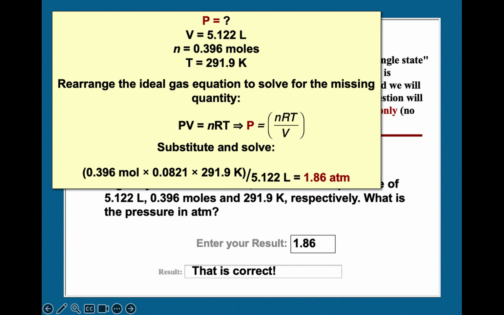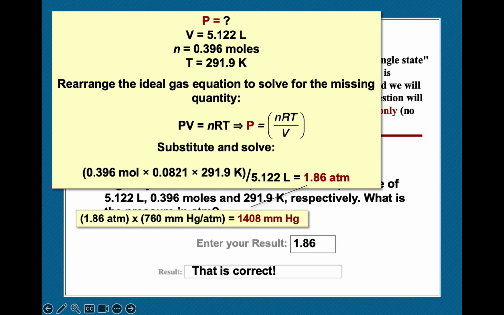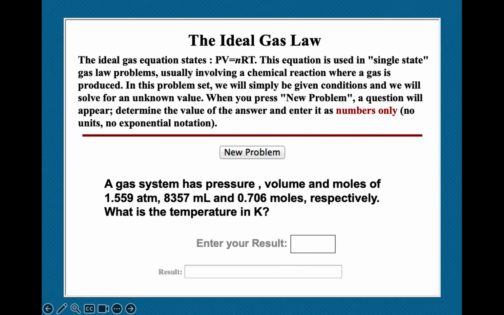If we were asked to give this in millimeters, what would we do? We would multiply by 760. 1408 millimeters. So let's go ahead and set up one more. Make your table. We have 1.56 atmospheres. This is in milliliters. Remember, it has to be liters. Here's our number of moles. We're looking for temperature in Kelvin.